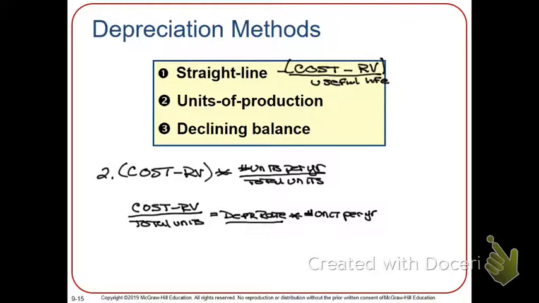And then declining balance is cost minus accumulated depreciation times 2 over the life. Now notice, that is the only formula out of the three that does not use residual value.